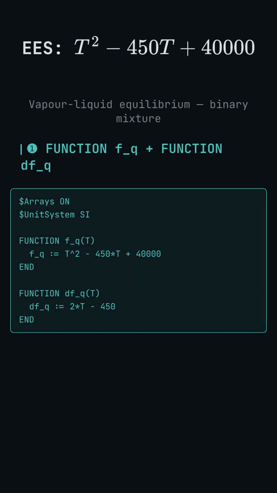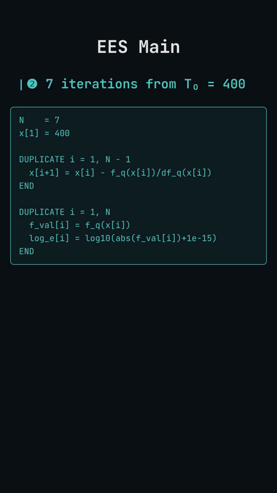The EES functions follow the same structure. F underscore q evaluates the VLE quadratic and df underscore q returns 2t minus 450. To find the second root near 122 Kelvin, change x1 to 50 and press F2 again. 7 iterations are more than enough. Inspect x of 7 in the solution window to confirm t equals 328.1.